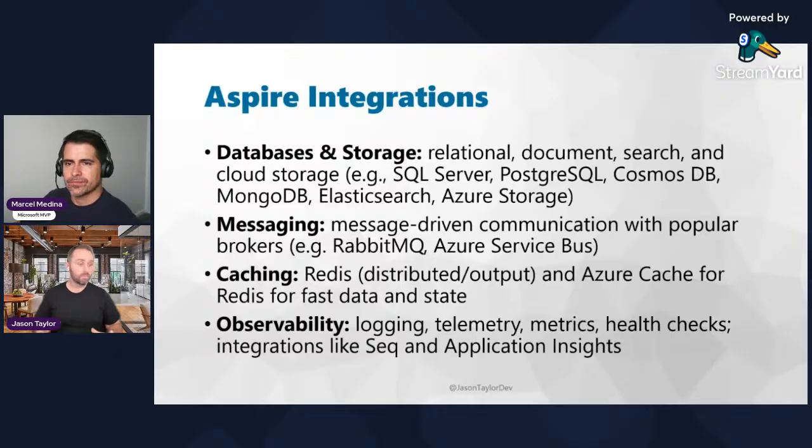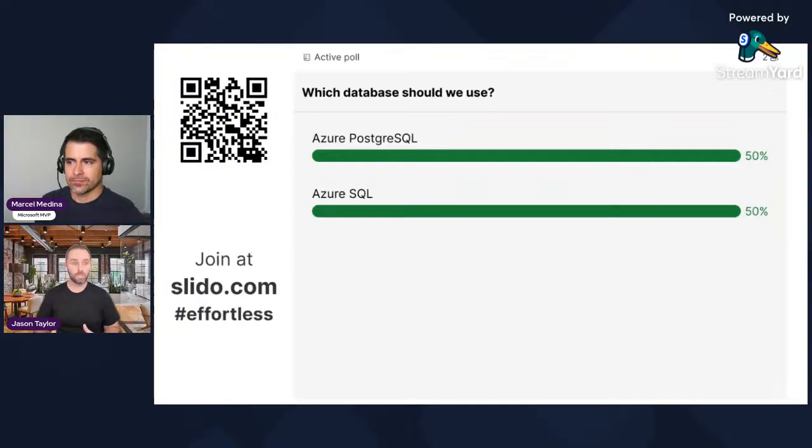So as you can see from the examples, Aspire supports a wide range of integrations. Now, right now, our demo app is running on SQLite, but let's improve that. Let's swap it out using an Aspire integration, and I'll let you choose which database we go with. So we have two choices. We have Azure PostgreSQL and Azure SQL.